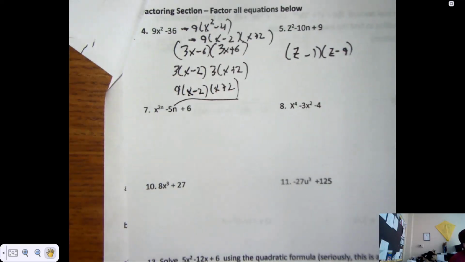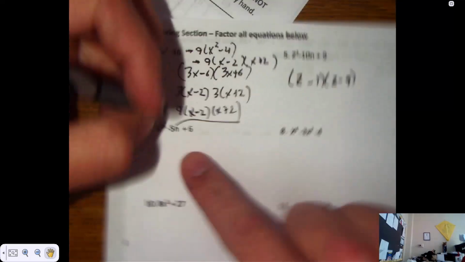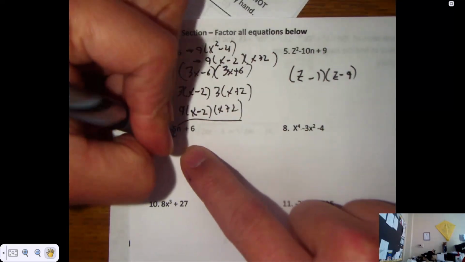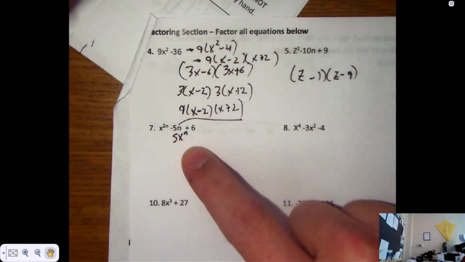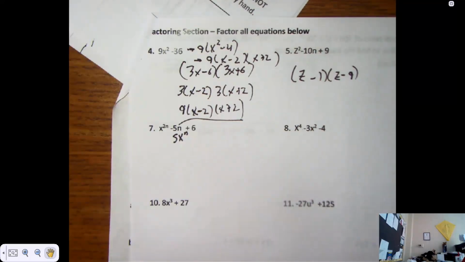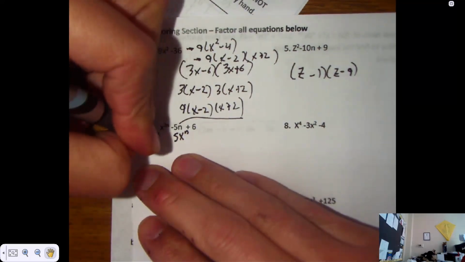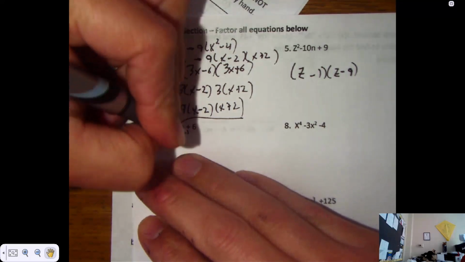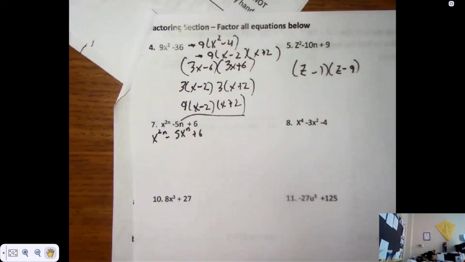All right, so you up the difficulty a little bit. You put a funny exponent. There is a typo on this one too. That should be 5x to the n. It should be x to the 2n minus 5x to the n plus 6.